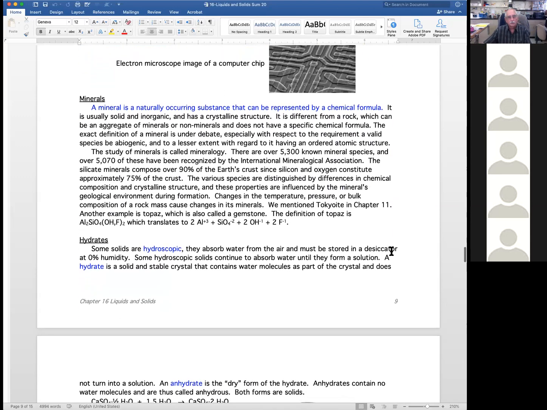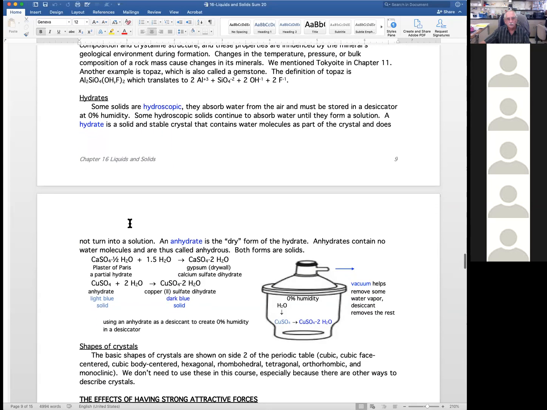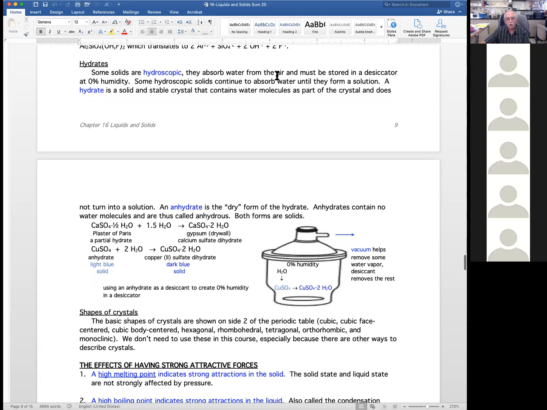So what is a mineral? A mineral is a naturally occurring substance that can be represented by a chemical formula. So we talked about tokyoite in chapter 11. Topaz, which is a really beautiful mineral, is this formula right here. And then what is a hydrate? Well, some solids are hygroscopic. They absorb water from the air.